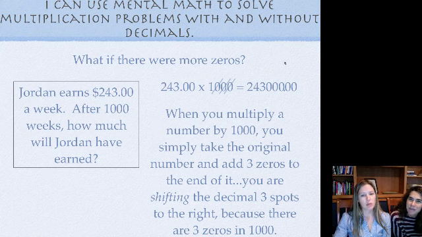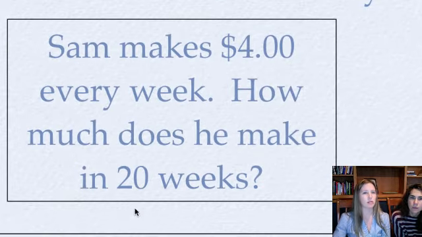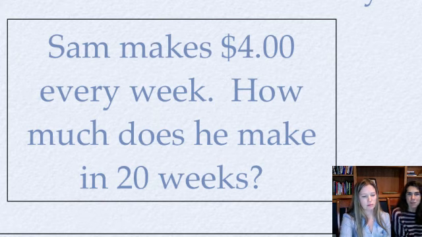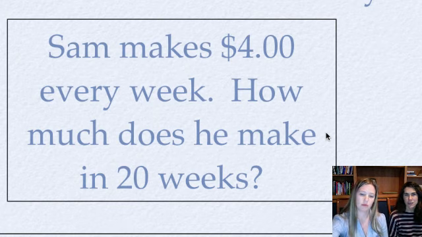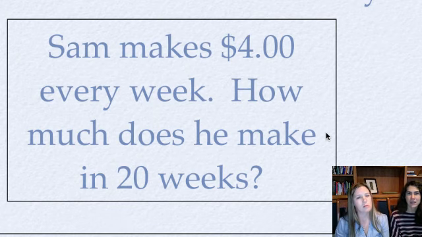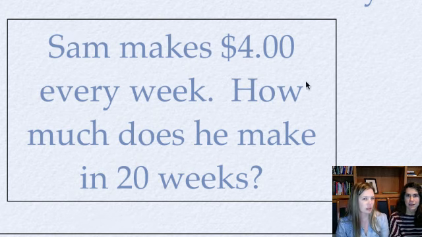So that was an example. Now you're going to get a chance to try some, and we'll go through them. The next ones are just a little trickier because it's not necessarily by 1. So now we're thinking about Sam. Sam makes $4 every week. How much does he make in 20 weeks? Just like Mrs. Bush was saying, we don't have an easy just by 1, but I'm sure you can think about this, pause, and solve, thinking about those zeros.